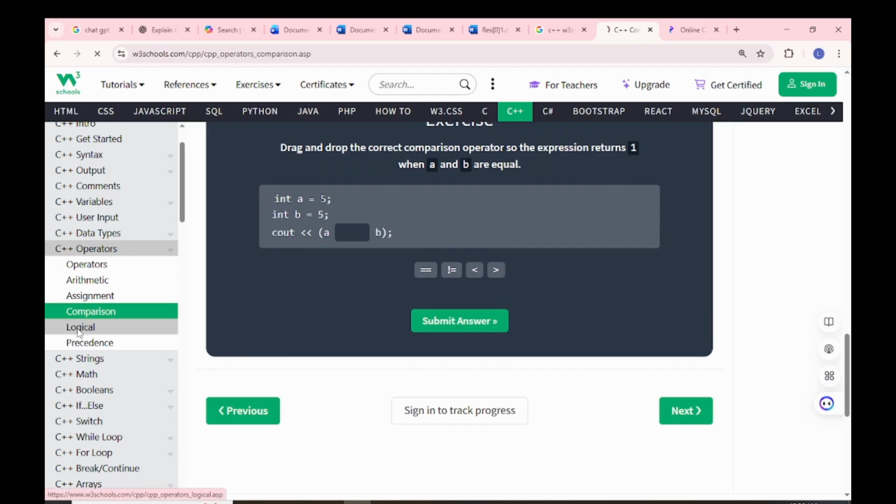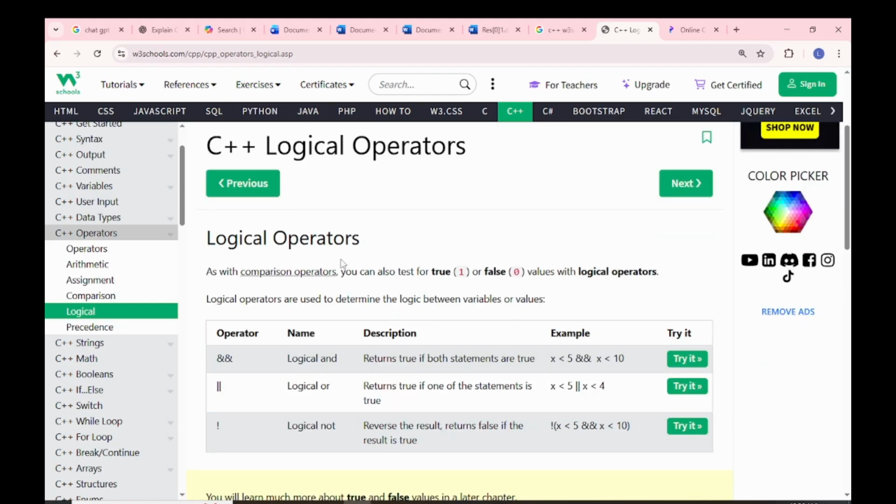And then we have the logical operators. C++ logical operators. As with comparison operators, you can also test for true 1 or false 0 values with logical operators.